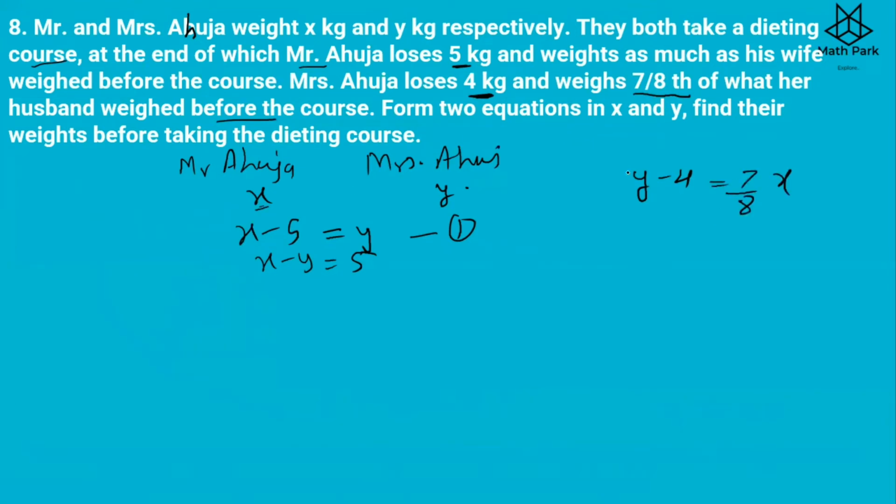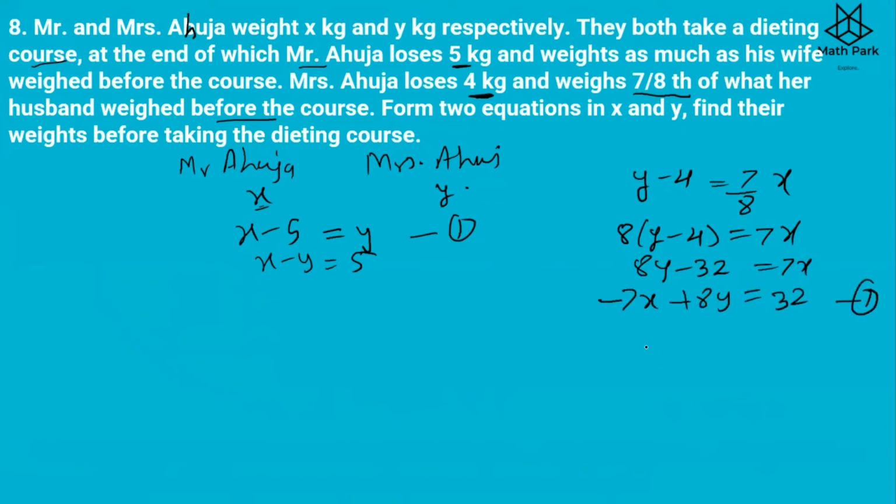So we multiply this by 8. So we get 8 in bracket y minus 4 is equal to 7x. So 8y minus 32 is equal to 7x. So bringing this over here, I get minus 7x plus 8y is equal to 32 is my equation number 2. Okay, now we got the two equations. Let us solve this further.